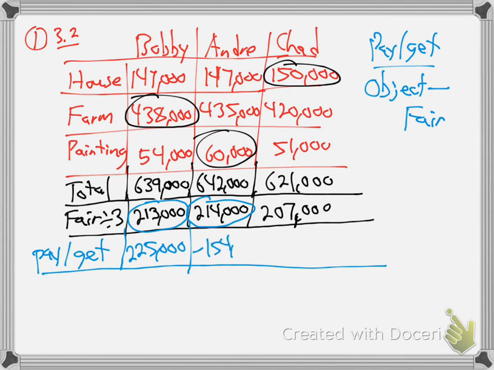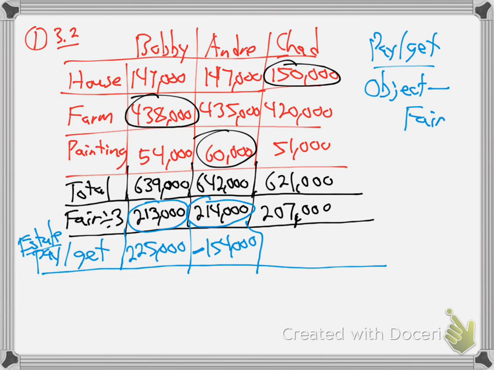Minus 154,000. What does that mean? That negative means, remember, this is from the estate's perspective. I could write estate. You don't have to. In other words, it's coming out of the estate. It's negative from the estate's perspective. So in other words, $154,000 is going to have to be paid out of the estate to Andre so that he'll get a fair share. Because he only got $60,000 painting. So give him $154,000 cash, and then he'll believe he got a fair deal.